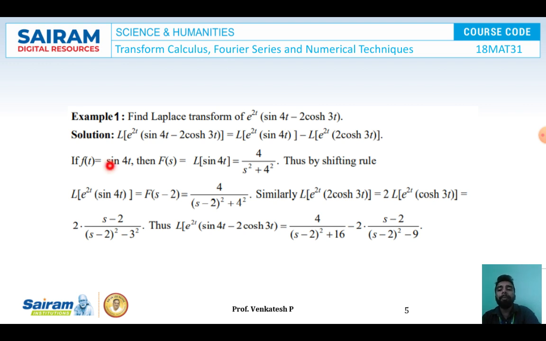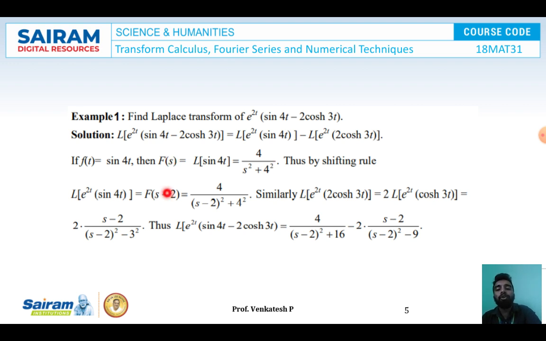So by applying Laplace transform for this equation, we got F of s is equal to Laplace transform of sine 4t, and this will be equal to 4 by s square plus 4 square. So now I am going to incorporate this for the shifting rule. So Laplace transform of e power 2t into sine 4t will be equal to F of s minus 2, and we got the value of F of s is 4 by s square plus 4 square.